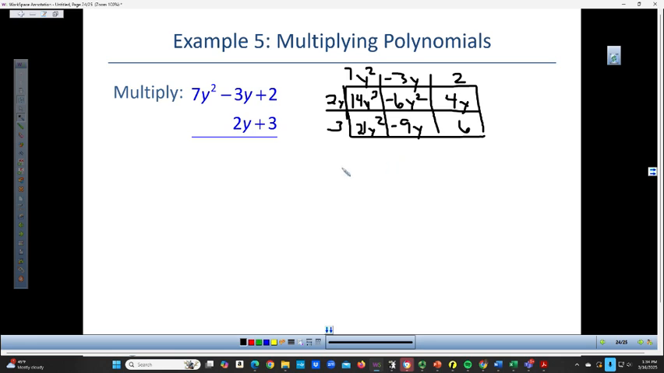And now I'm going to just rewrite this in descending order. 14y cubed. I can go ahead and combine my y squareds, right? So I got 21 and negative 6. They're opposite of one another. So I'm going to subtract, get the 15, take the sign of the bigger term, y squared. I'm going to do the same thing with my y terms, negative 9 and positive 4. Subtract the smallest from the biggest. That's going to give me 5. Take the sign of the biggest number, right? And then plus 6, and we are done.